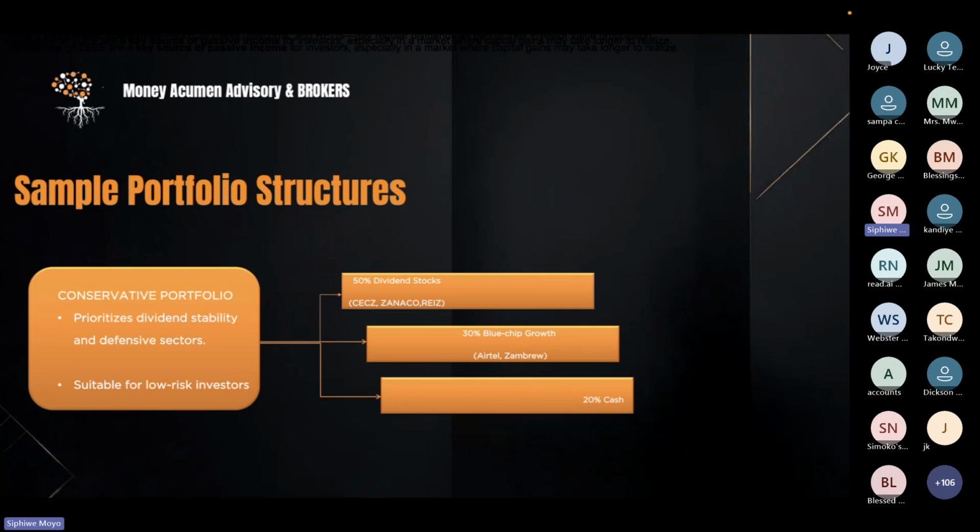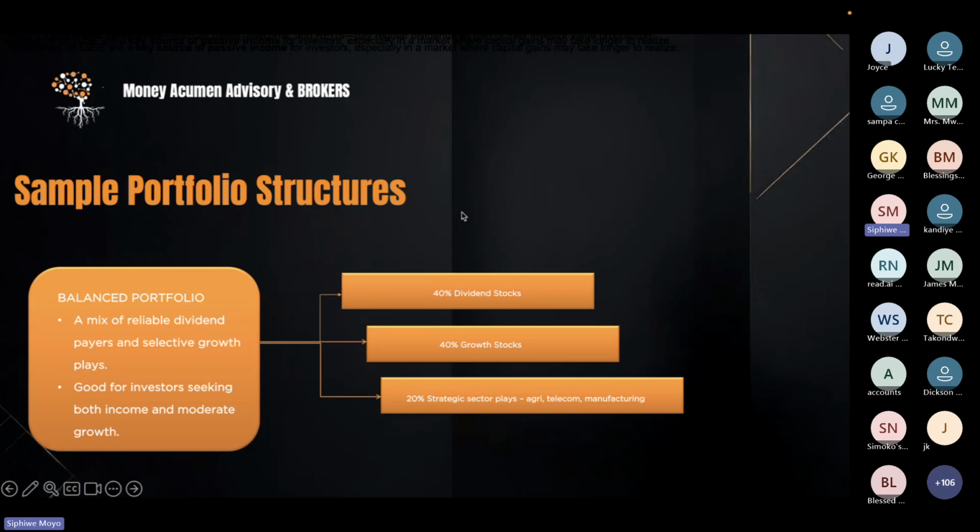So here, cash is you are keeping cash to look out for new investment opportunities on the market. Should a new opportunity arise, at least you are liquid enough to jump on that opportunity and grow your stock portfolio. So that's a conservative portfolio.